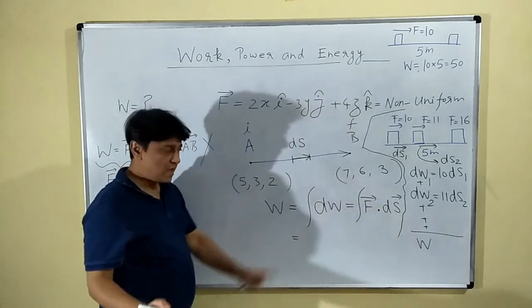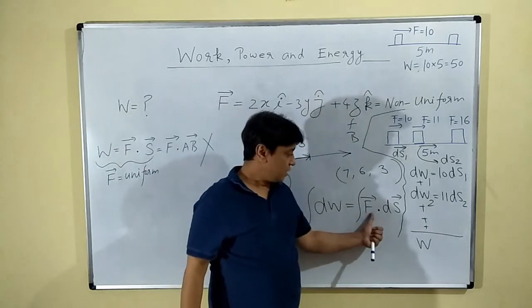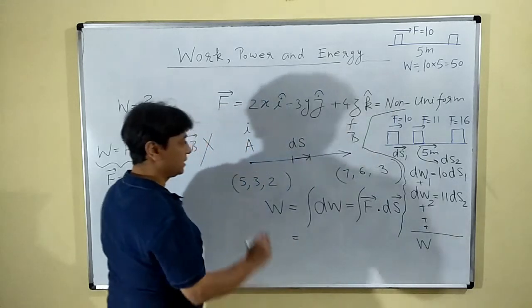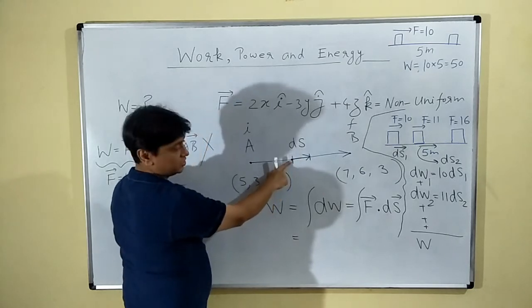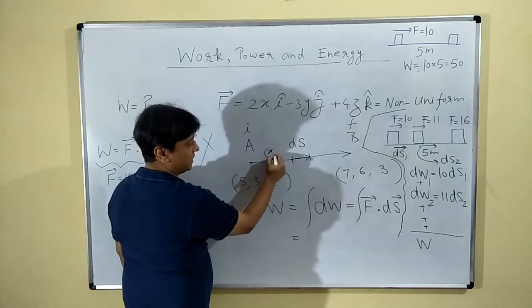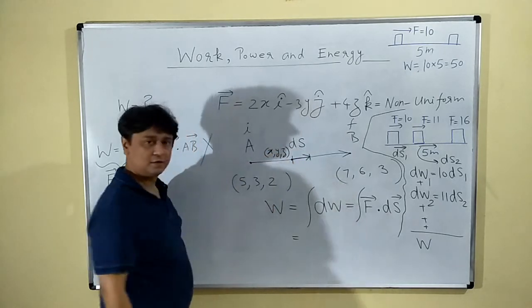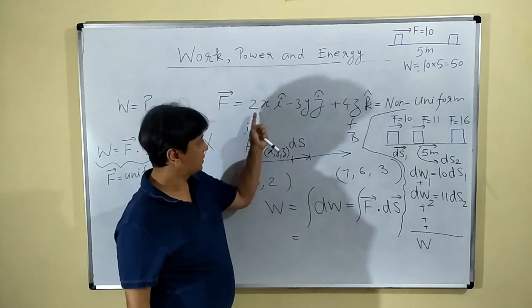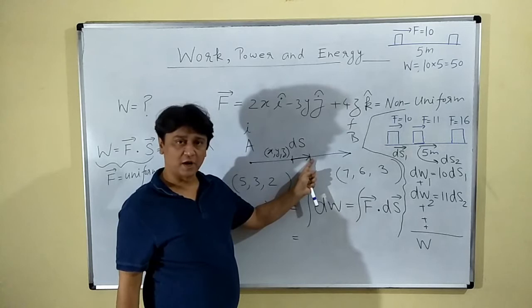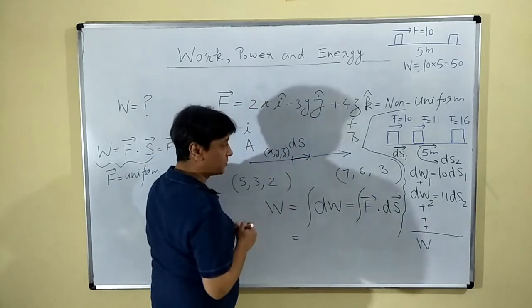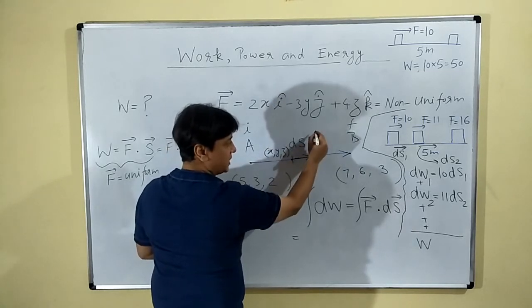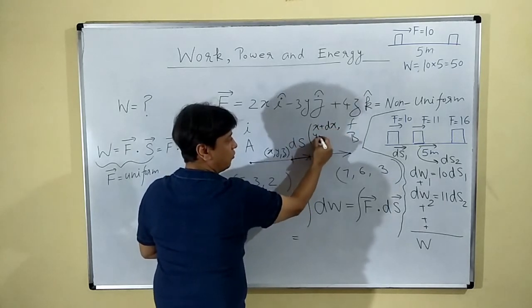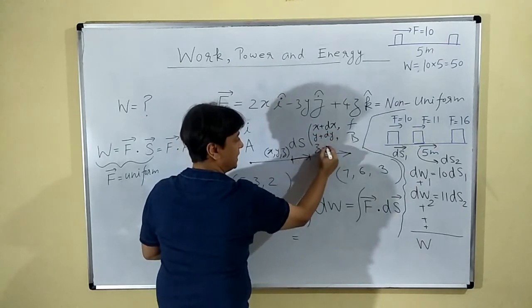Now, F dot ds. What is F? Here is the force. This force is acting at this place. At this point, coordinates are x, y, z. Here is how much force there is. When you move from this point to this point, what will your coordinates become? At this place, coordinates are x plus dx, y plus dy, z plus dz.